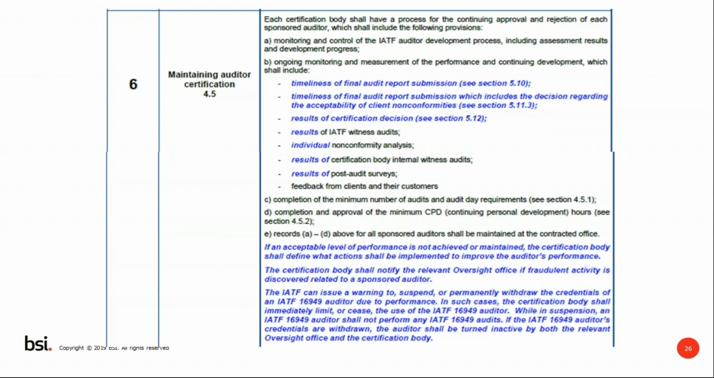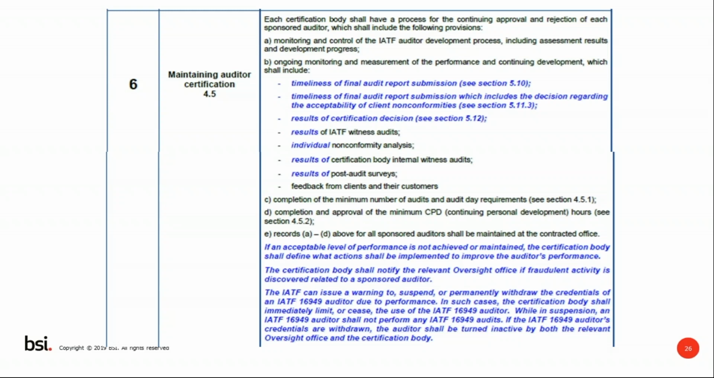So the first, sanction interpretation 6 was all about how as certification bodies we control, maintain and develop our auditors. And you'll see that in here there's a requirement for ongoing measurement on the performance and continued development. And there's some new requirements being brought into place.